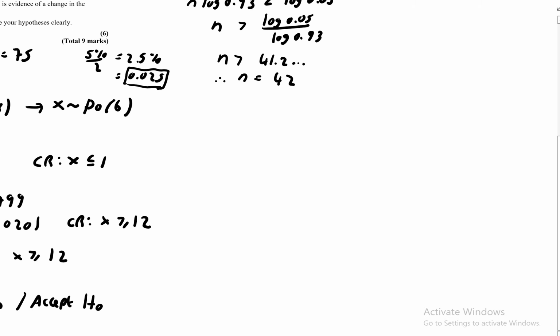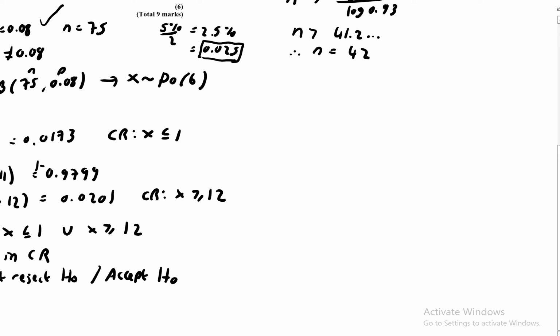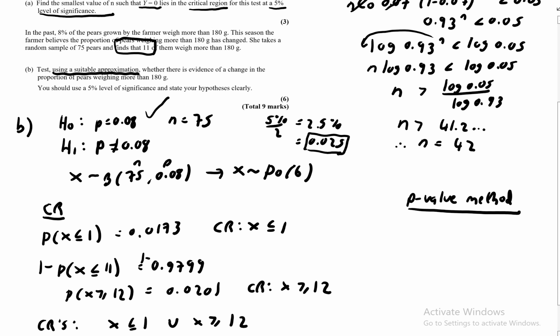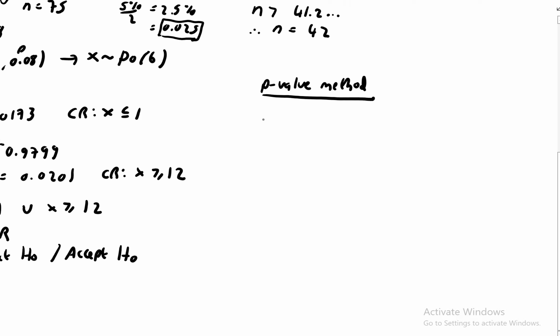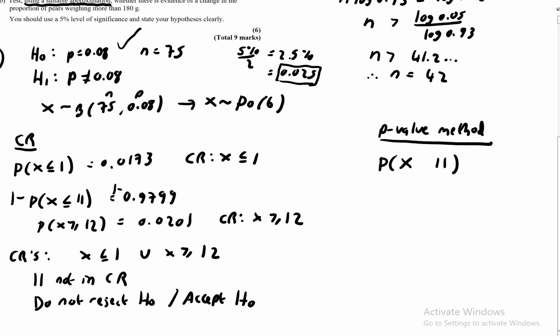A quick way is using the p-value method. So we found that there were 11 weighing more than 180 grams, so we use this value of 11. Now the tricky bit is to figure out, do I use a less than or equal to or a greater than or equal to sign here? Well, we can think about what makes more sense.